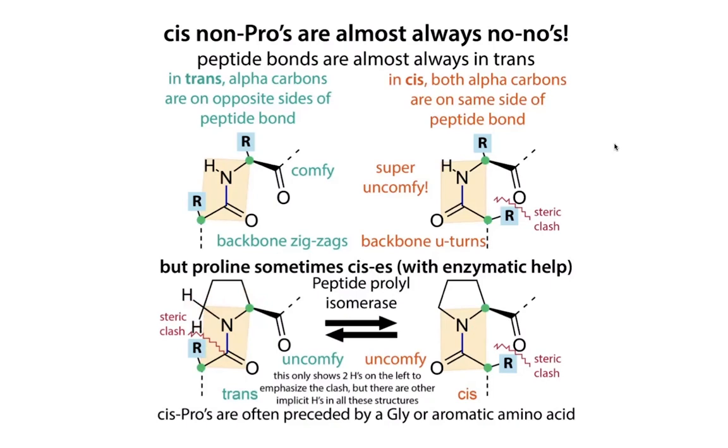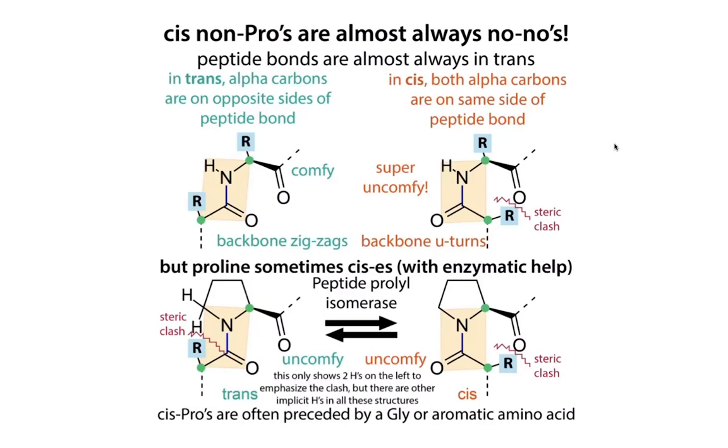in the cis form, as well as implicit hydrogens drawn throughout the structure that I'm just not drawing so that I don't clutter things. But long story short, you're going to have steric clashes in both of these forms. And so proline can form both cis and trans bonds, although it's going to take some enzymatic help, a peptide prolyl isomerase, to do the switching of that omega bond to flip things, because remember, you can't just rotate around that bond freely. So instead, this enzyme is going to have to help out.